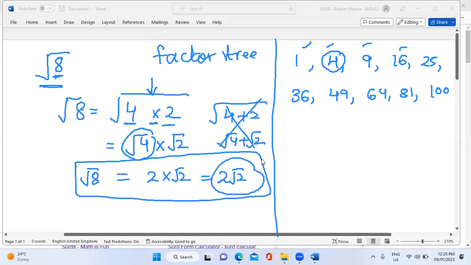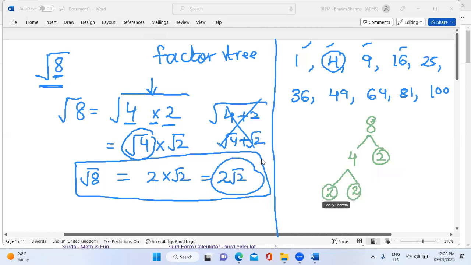Okay. Now let's take the same example and do it with the help of a factor tree. We write the number 8 and then try to write it as a product of two of its factors. Let's say it is written as 4 times 2. Now 2 is a prime number, so I'll stop here. But 4 is not a prime number, so I can go further. So it is 2 times 2.